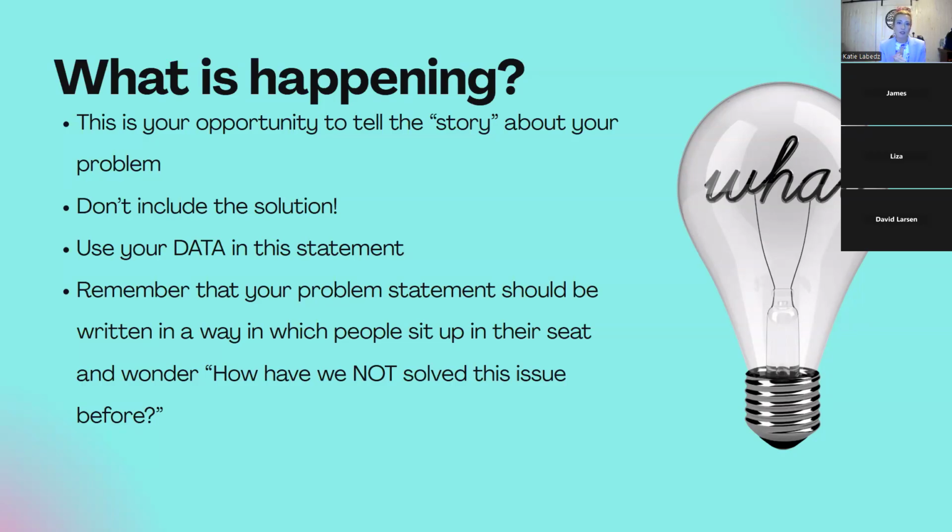Again, we don't want to include the solution. So my example of we need a new database to, or we need a new system to, that's a solution. We don't want to include that at this point. We use root cause analysis or the phases in DMAIC or DMADV or the kaizen event to come up with our actual solution. So that's not part of our problem statement. We want to use our data in this area, right? So we want to use our data throughout the measurable problem statement, but we particularly want to use our data in this area. And again, we want quantitative data or data we can do math with.